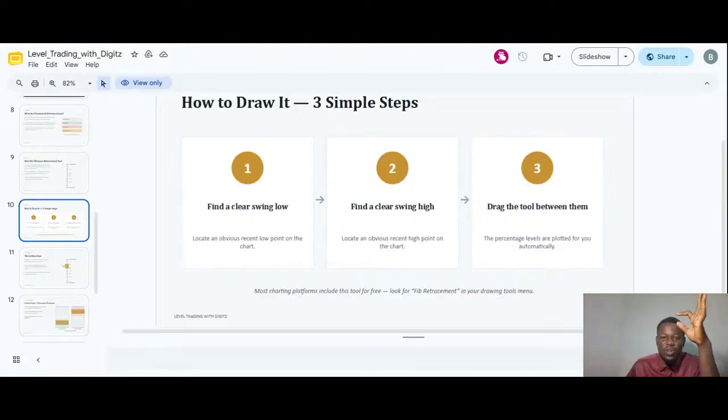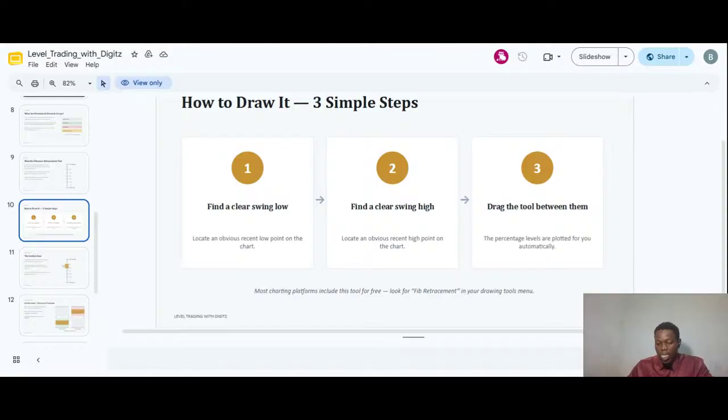Then you find a clear swing high. You locate a recent high. Then you draw. You move your cursor from your swing low straight to the swing high. It's very easy. So just hold on. I'm trying to do something for us now. I'm trying to make things easier for us.